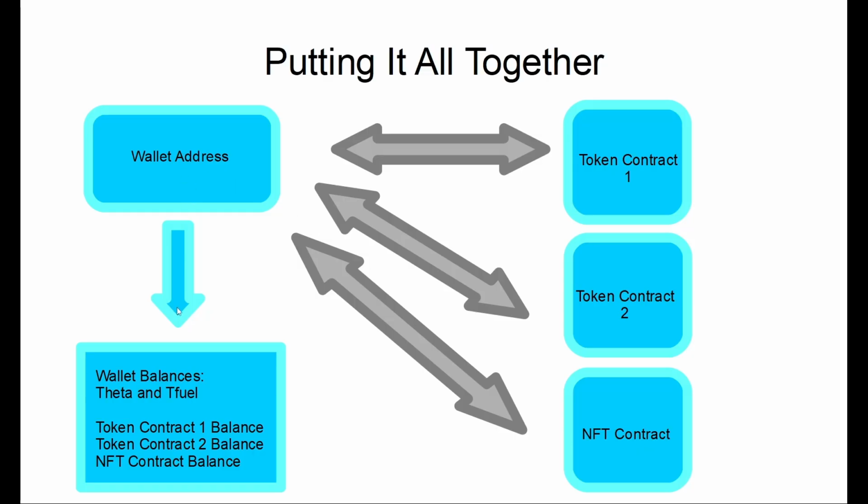So when the Explorer or MetaMask kicks back that, hey, you have these wallet balances of Theta and T-Fuel, that was one call to the blockchain. When it returns you have a token balance of 100 on the first contract, that was the second call to the blockchain. And then when it returns you have 10,000 of token contract 2, that's a third call to the blockchain. And then your NFT contract balance will be a fourth call to the blockchain. So to get all this data, it's making 4 calls. And if it's checking hundreds of tokens, it could be hundreds of calls to the blockchain just to get your wallet balance.